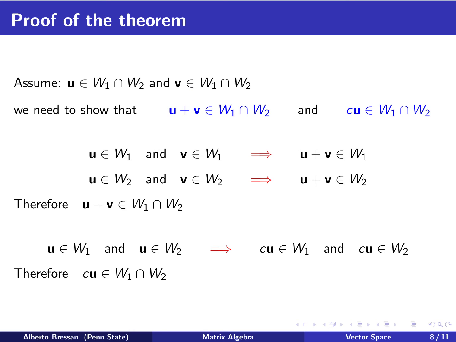Okay, and the second property is easy. So U is in W1 and U is in W2. Because W1 is a vector space, this would imply CU is in W1. And then W2 is a vector space, so this would imply CU is in W2. So CU is both in W1 and W2, and therefore is in the intersection. Okay, so this completes the proof.